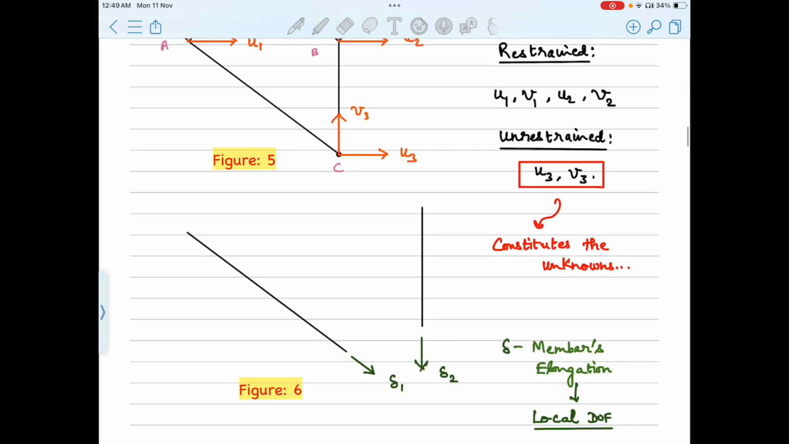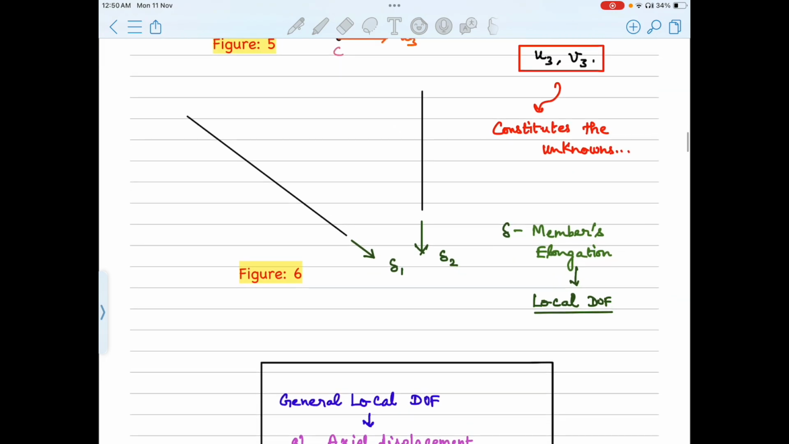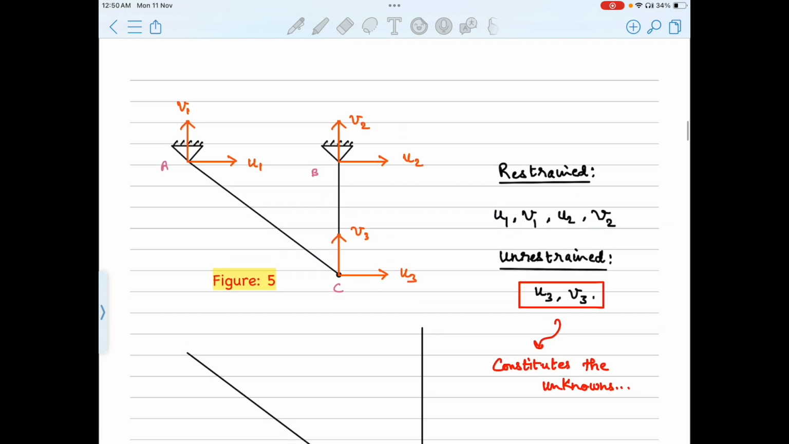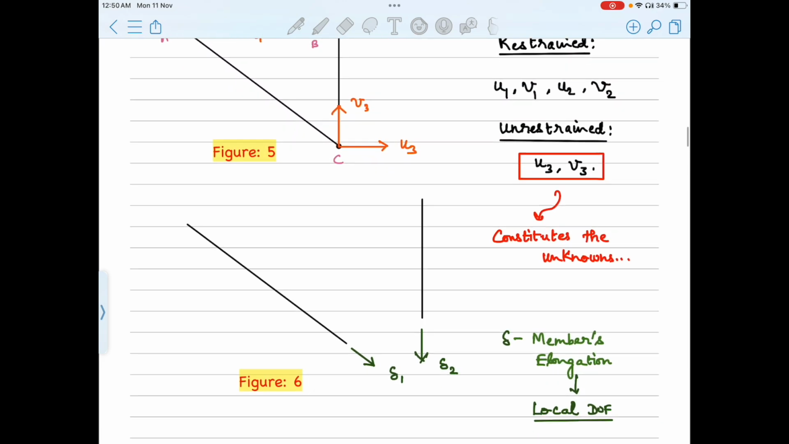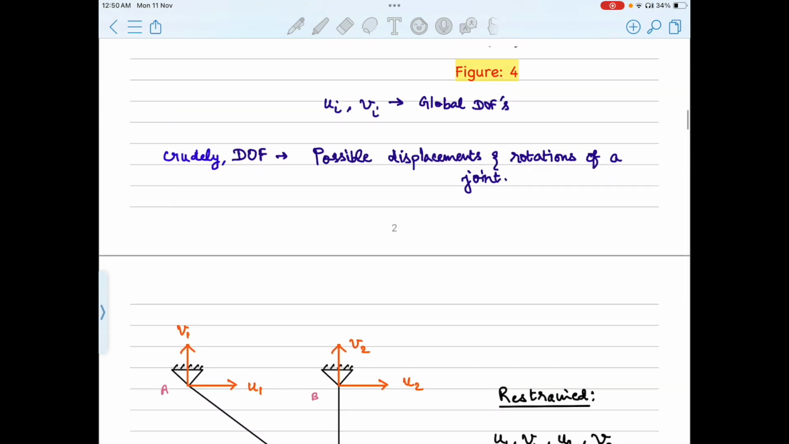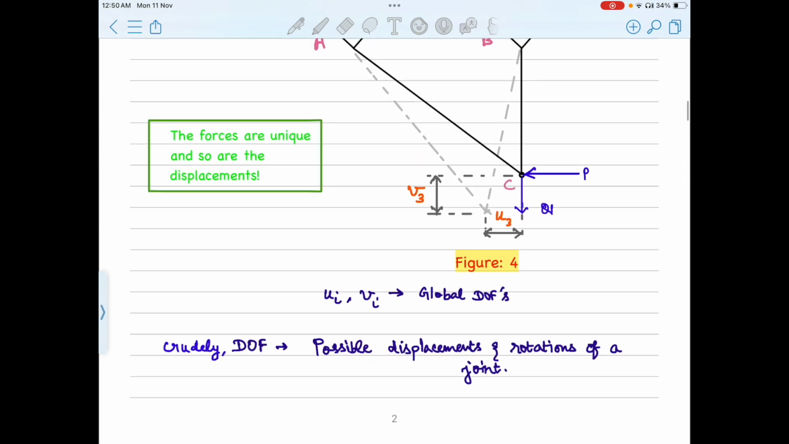Okay, global degrees of freedom is what we say. So wherever I use this DOF, it stands for degrees of freedom. In a crude way, we can say the degrees of freedom is the possible displacement and rotations at a particular joint.